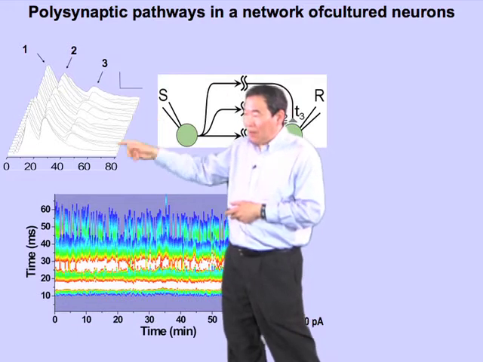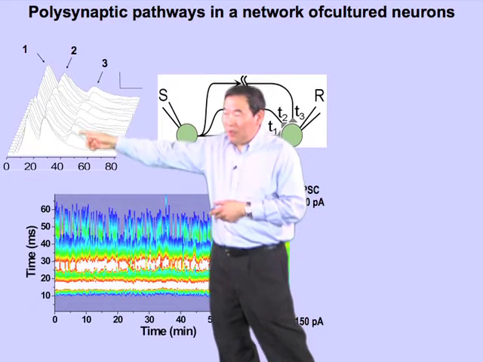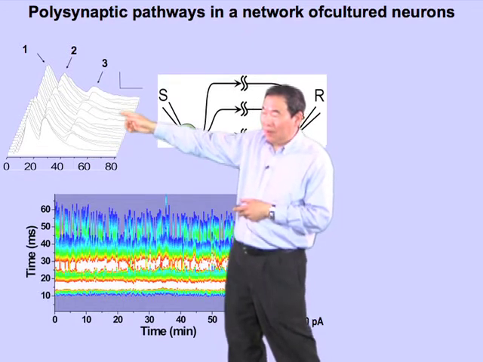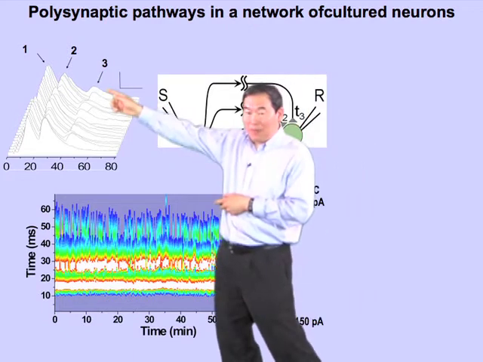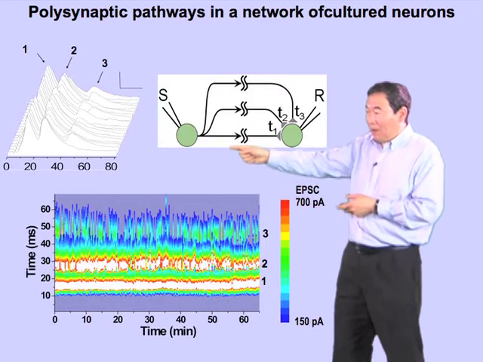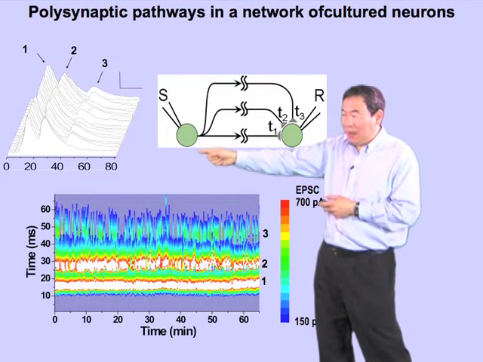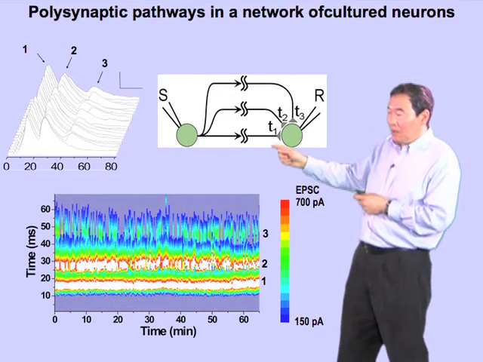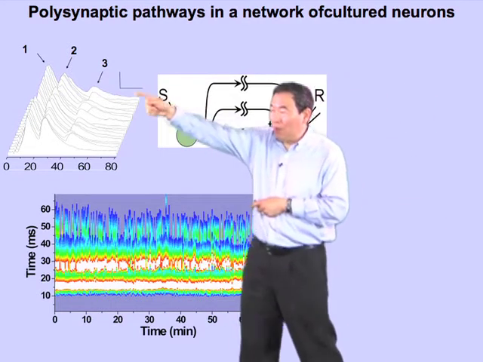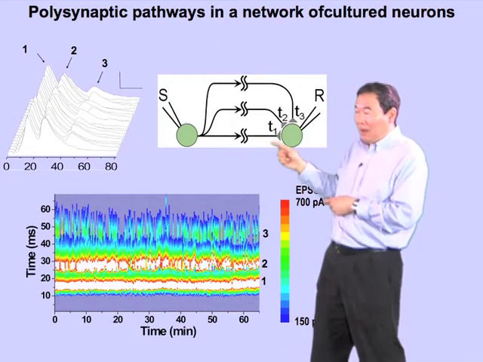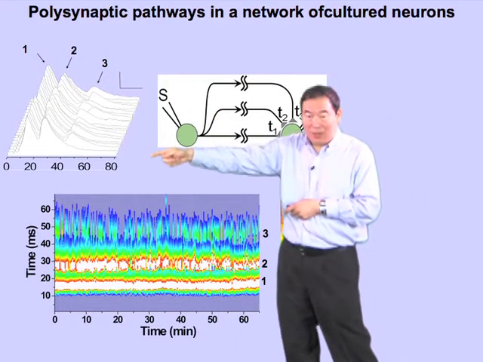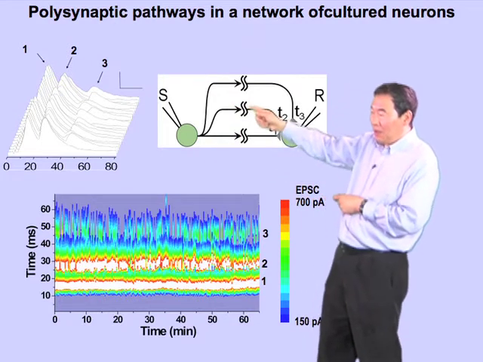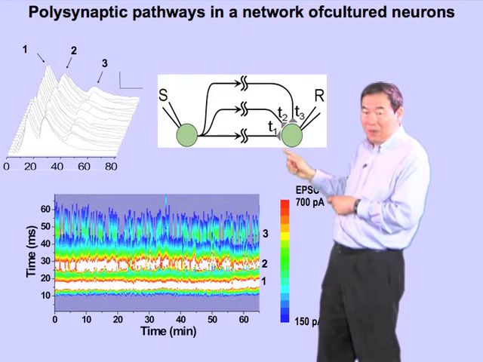Recorded response with time along this axis. You see that the recorded response always has three peaks, and they repeat each other quite reproducibly with time. Sometimes there are failures, but most of the time you get all three responses. What would these three responses represent? One can imagine that when one cell was stimulated, it transmits signals to the recorded cell within three different times, at different times of arrival. The arrival time can differ by tens of milliseconds. That suggests that the cell is actually exciting other cells in the pathway, different numbers of cells in the pathway. Eventually, they all feed into the cell that we're recording.